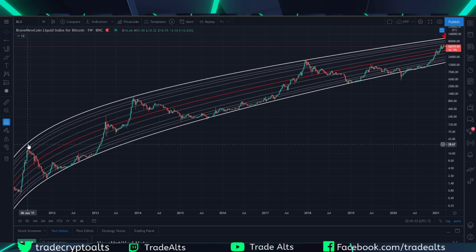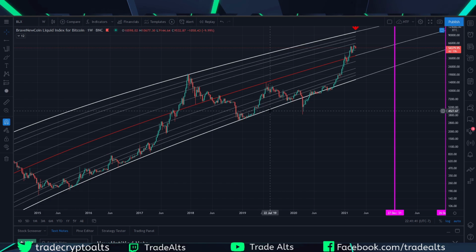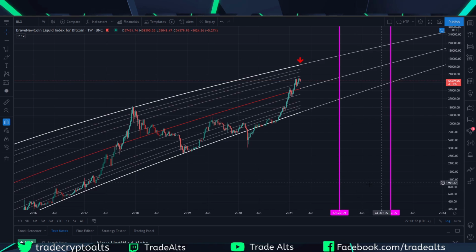So again, here's your top, and here's your top, right? How can this help us predict future price essentially? What I did was I went to the end of the year. You can see the vertical line here. This is December 27th, the last week of December of this year, 2021. And then I did the end of year 2022, just to give you an idea where these dates cross, just to give you an idea of where price could be in the future.